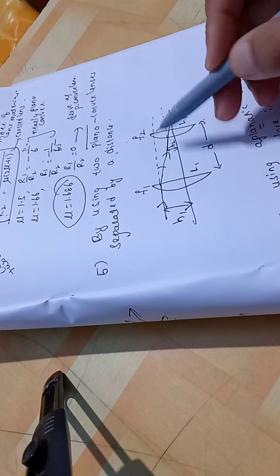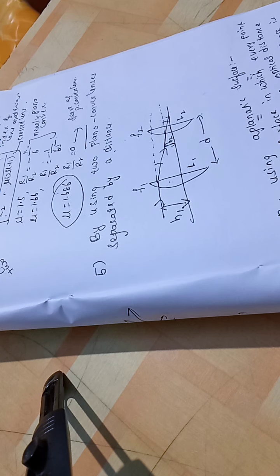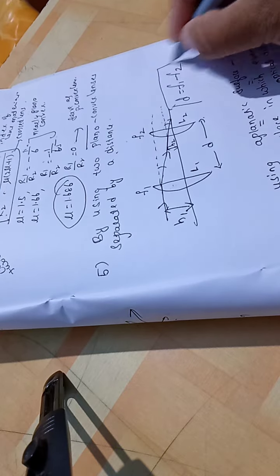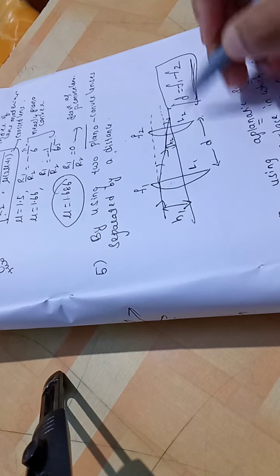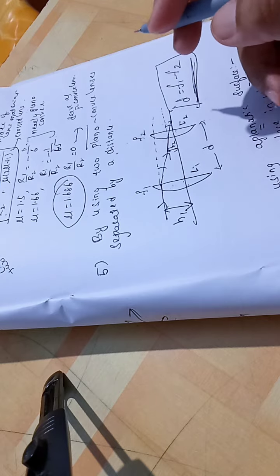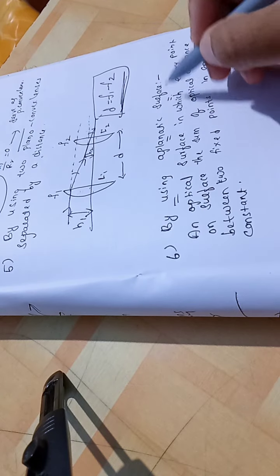Now next, the way of minimizing the spherical aberration is by separating two plano-convex lenses at a distance. To reduce spherical aberration, the distance D must be equal to F1 minus F2, where F1 and F2 are the focal lengths of the two lenses. If we place this much distance between two plano-convex lenses, then this combination will be free from spherical aberration.